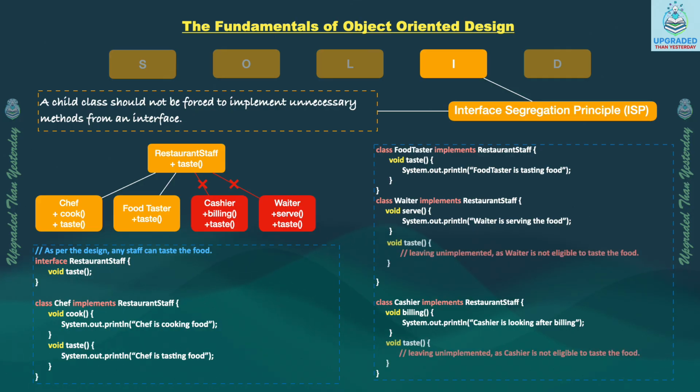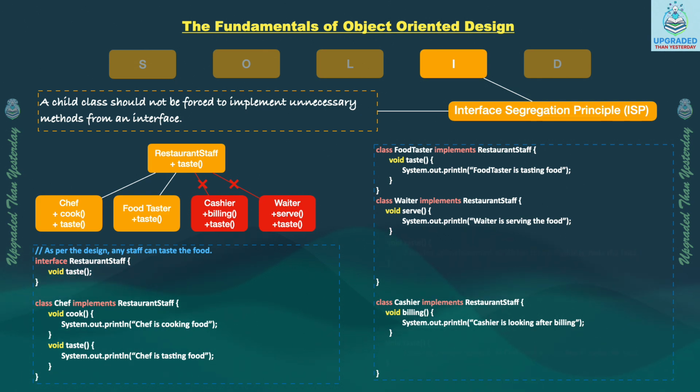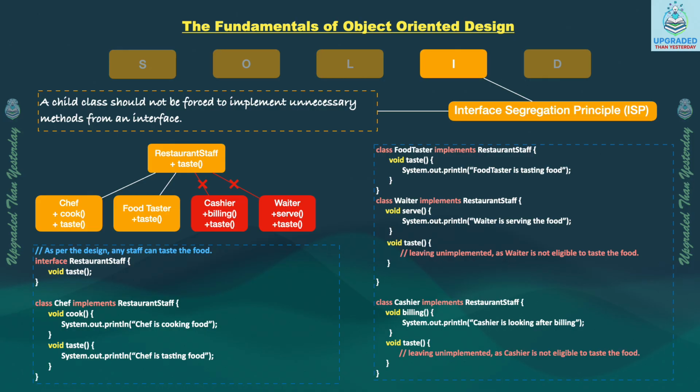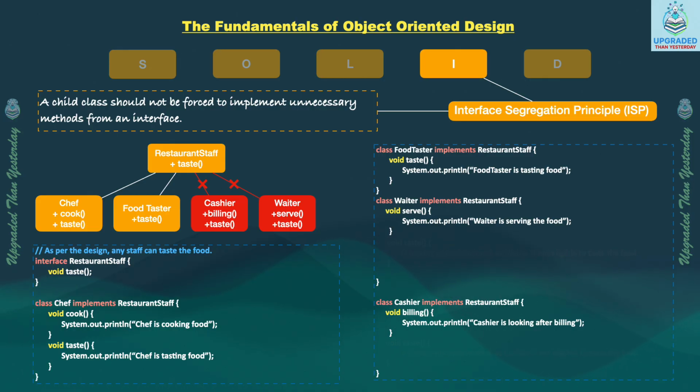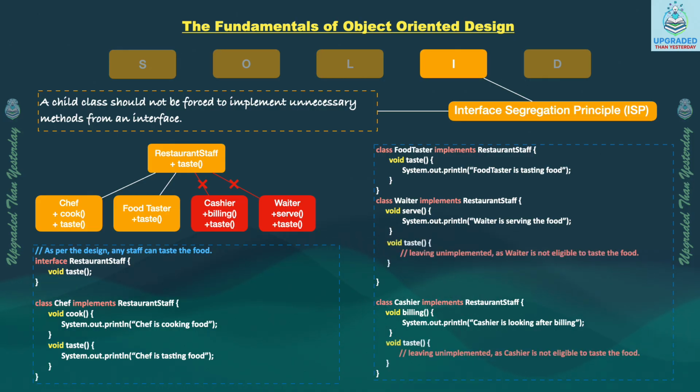Look at the code. Since these two classes are subclasses of restaurant staff, they are bound to implement the taste method, but they have left it blank to ignore the implementation. This is where the interface segregation principle is broken. Here, these two subclasses are forced to implement an unrelated method.